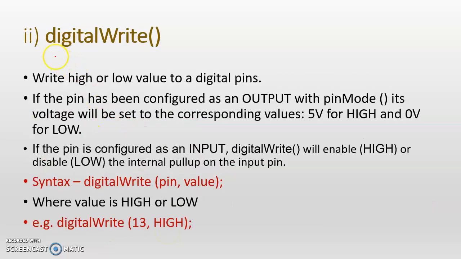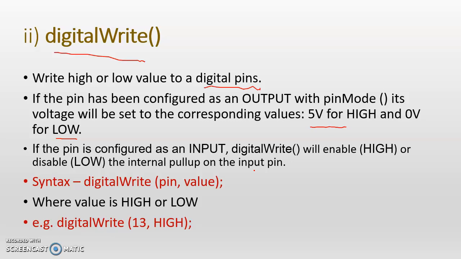The next command is digitalWrite. When we want to write to a particular pin, we have to use the digitalWrite command. It will write a HIGH or LOW value to the digital pin. If the pin has been configured as output with the help of the pinMode command, its voltage will be set to the corresponding values, that is 5 volt for HIGH and 0 volt for LOW. If the pin is configured as an input, digitalWrite will enable or disable the internal pull-up resistor. As I already explained, what is a pull-up resistor.